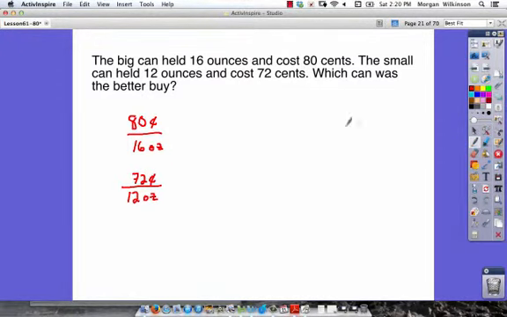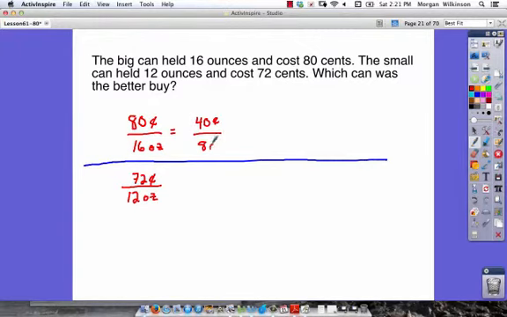So we can go ahead and simplify both of these fractions in order to figure out which one is the better buy, which one costs less per 1 ounce. So let's cut both of our numbers in half. We're going to get 40 cents for 8 ounces. Then we're going to get 20 cents for 4 ounces. We're going to get 10 cents for 2 ounces. And we cut both of those in half. That's equal to 5 cents per ounce.